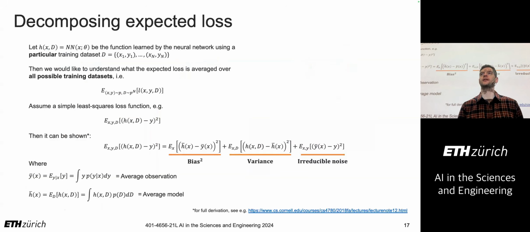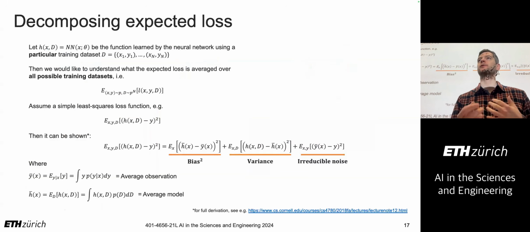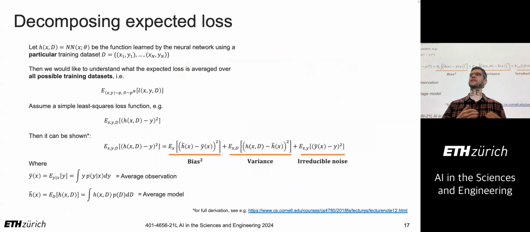Okay, so hopefully you understand the error sources that lead to overfitting and underfitting. And what I'm going to try and do now is explain this from a more probabilistic viewpoint, and decompose this expected loss and show you how overfitting and underfitting emerge from this decomposition.